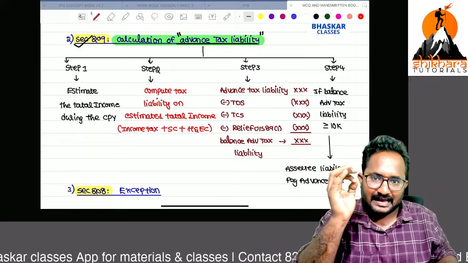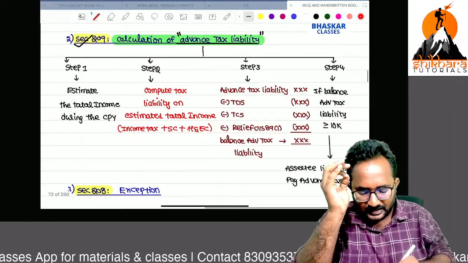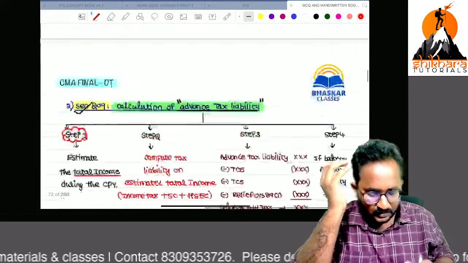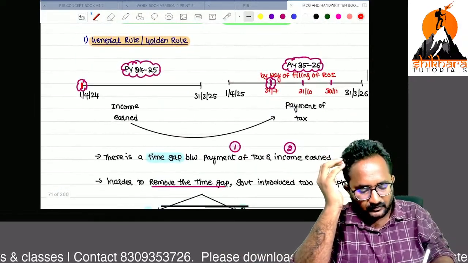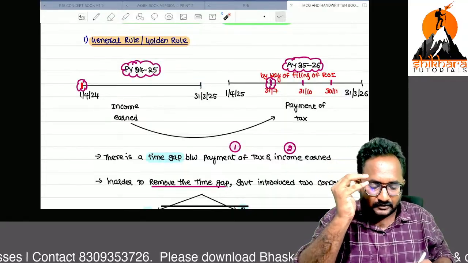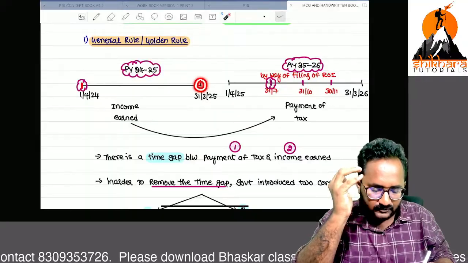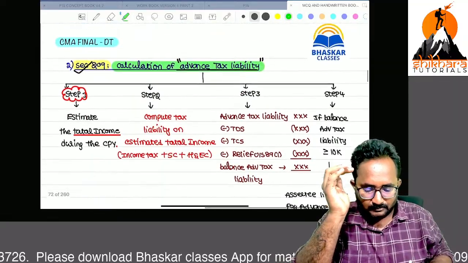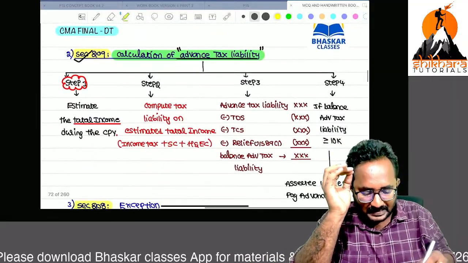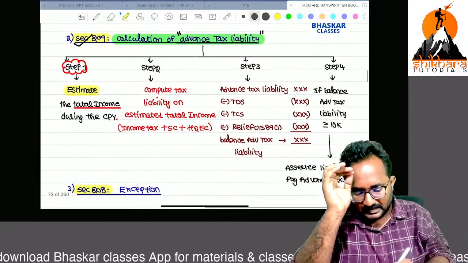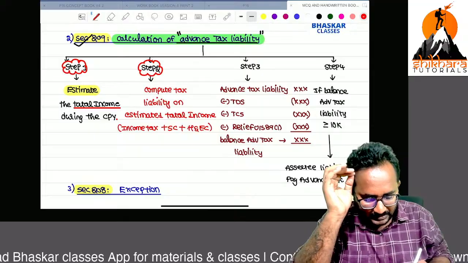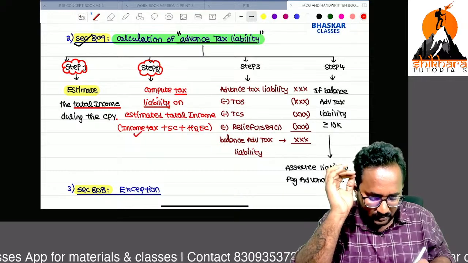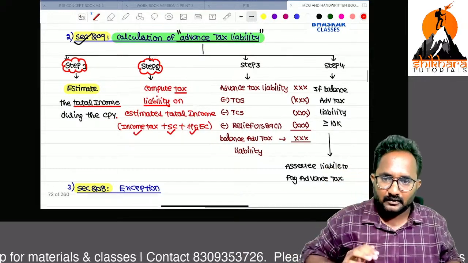In 4 steps, you can calculate the advance tax liability. In step number 1, please estimate the total income during the current previous year. We can know the actual income only at the end of the previous year, but that is why in this provision they are saying estimate. Based on estimations only you can pay the advance tax. Next, on that income, please calculate the tax liability. Tax liability means all the 3 components: income tax, surcharge, and health and education cess.